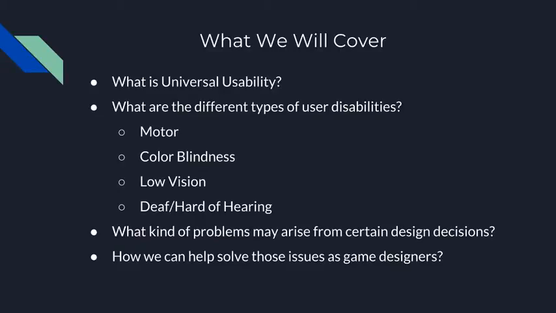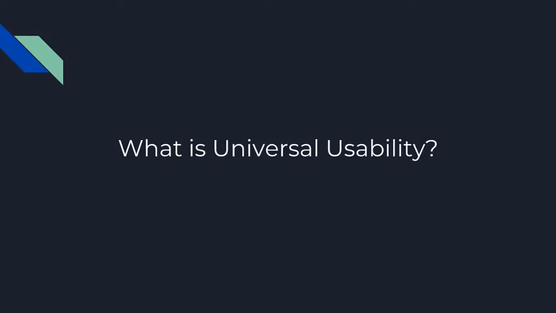What we will cover in this workshop is what universal usability is and the different types of user disabilities. These four we'll be talking about mostly in this workshop. However, there are many more. And also what kind of problems may arise from certain design decisions that may negatively impact certain players, and what we can do as designers to help solve those issues in the long run.